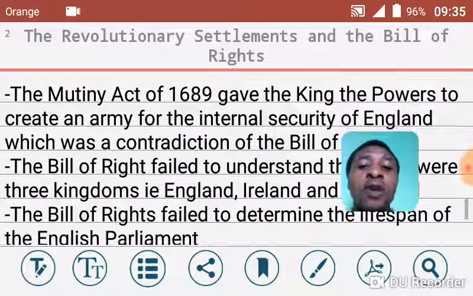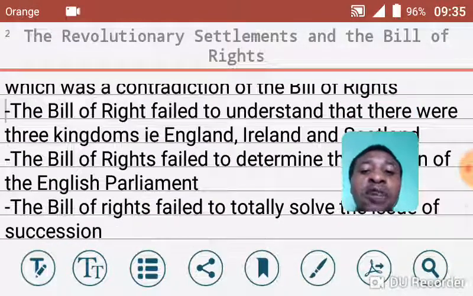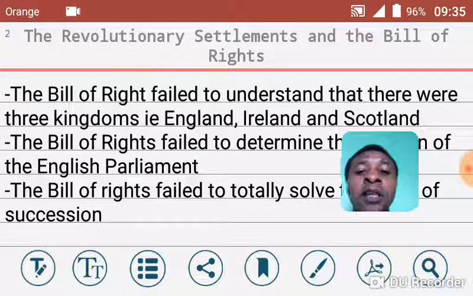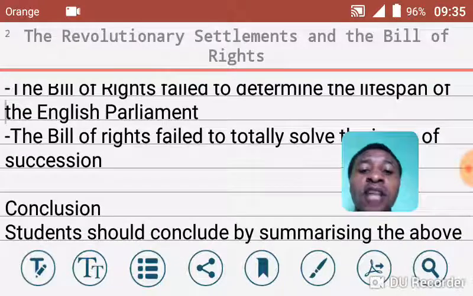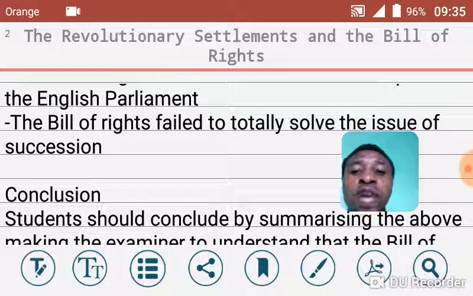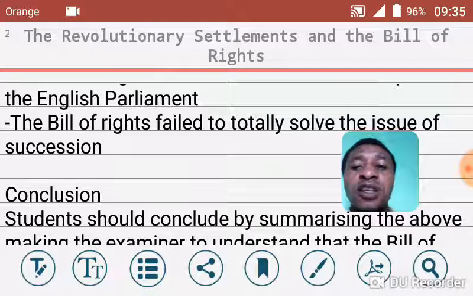The Bill of Rights equally failed to understand that there were three kingdoms, that is England, Scotland, and Ireland. And so the people of Ireland failed to recognize William of Orange as their king because their interest wasn't taken into consideration.